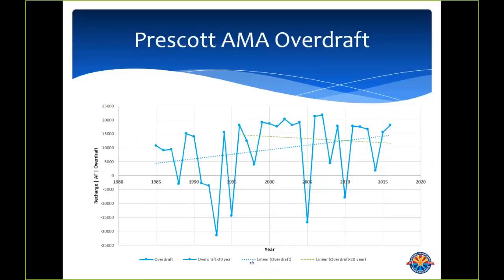So if we're looking at this simplistically according to these trend lines, it does appear that while the Prescott AMA is in a state of overdraft, the rate of that overdraft has been decreasing over the last 20 years. But again, I do want to reiterate that this can be influenced by a lot of things, and more work will be needed to have a better understanding of where the AMA is with regards to safe yield. These are conversations that we intend to continue and have ongoing as a part of that safe yield technical group.